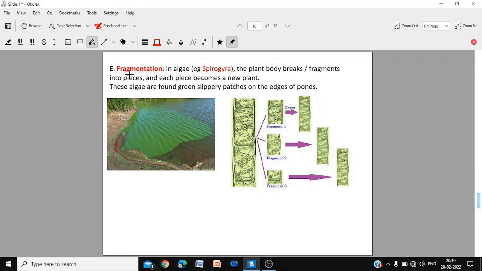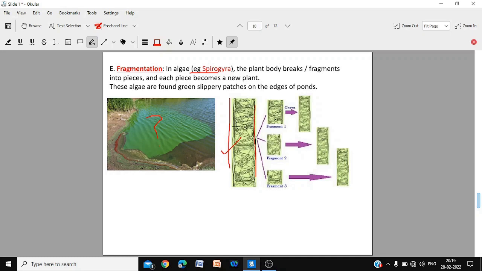Fragmentation. We often see slippery, green patches in moist places. This is called pond scum, a very green and very slippery growth often found near ponds or near any damp places. Now, algae, for example, one alga is Spirogyra, which is in the form of a flat ribbon.